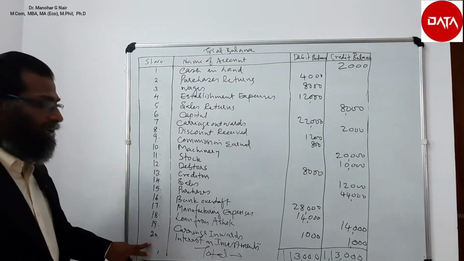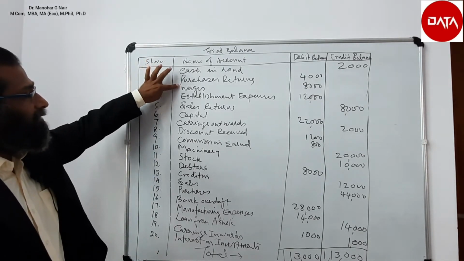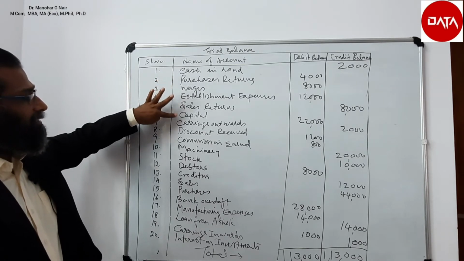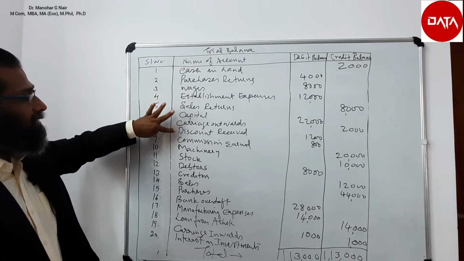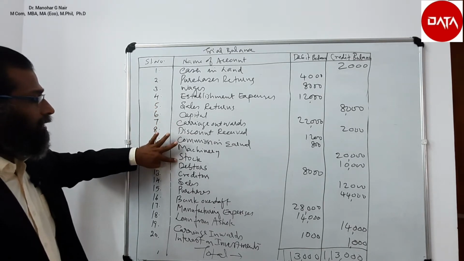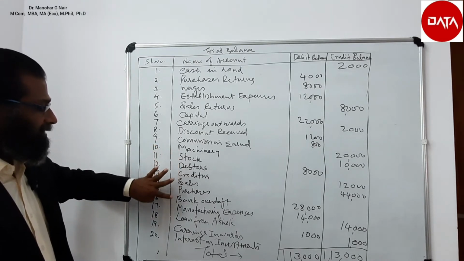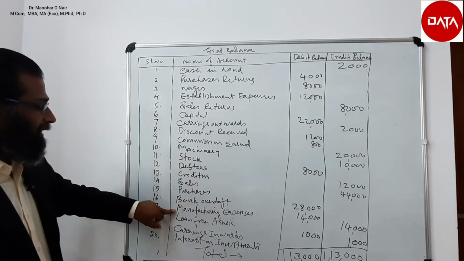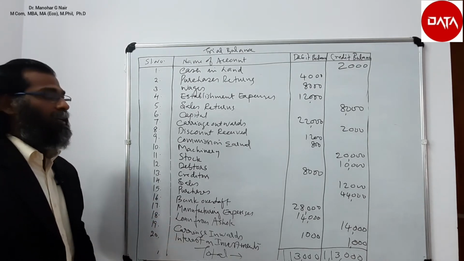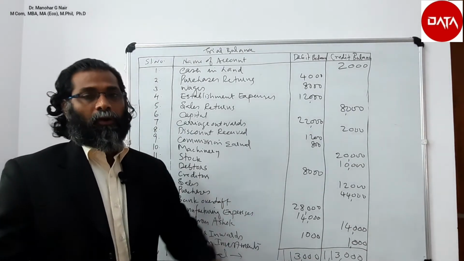There are 20 account names given: cash in hand, purchases return, wages, establishment expenses, sales returns, capital, carriage outwards, discount received, commission earned, machinery, stock, debtors, creditors, sales, purchases, bank overdraft, manufacturing expenses, loan from Ashok, carriage inwards, interest on investment, and the total is 1,13,000 in both the columns.